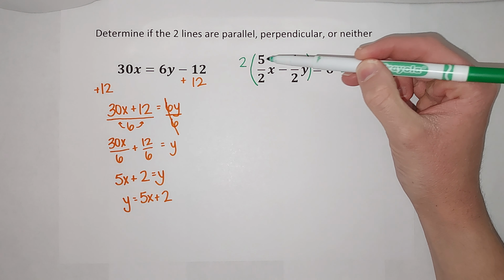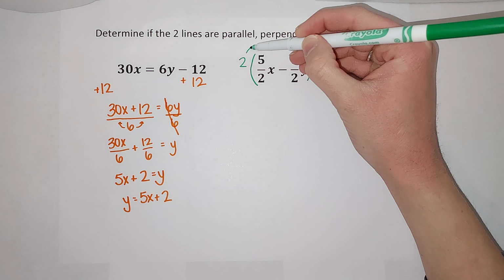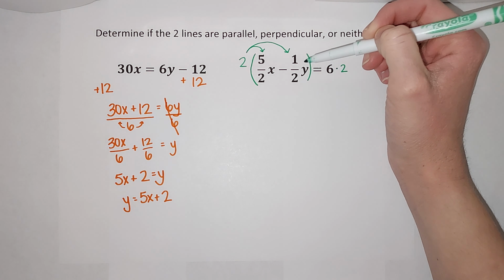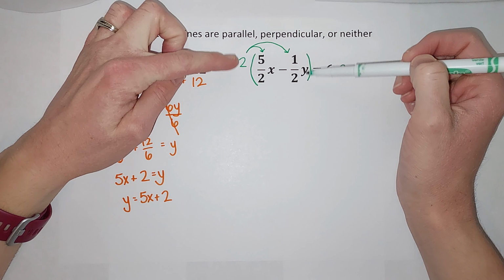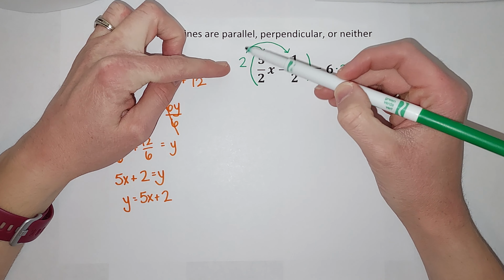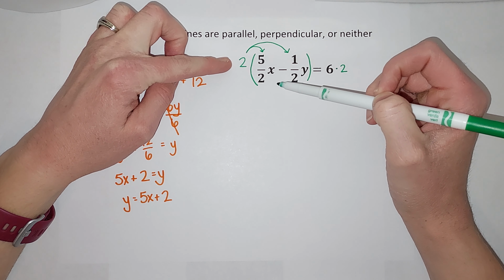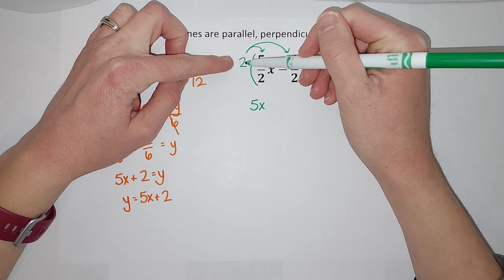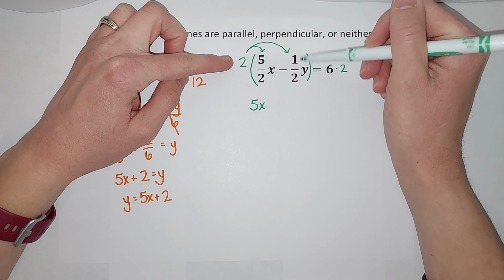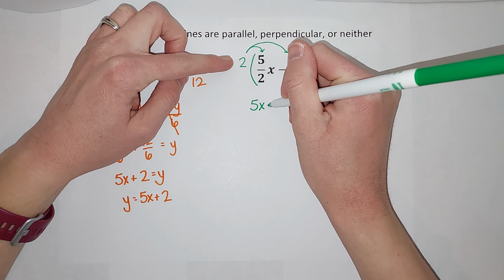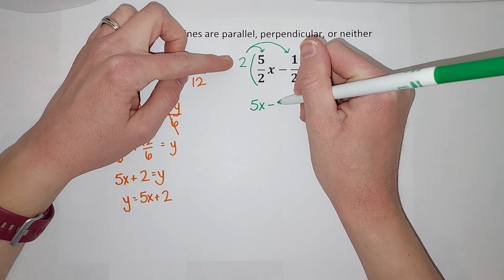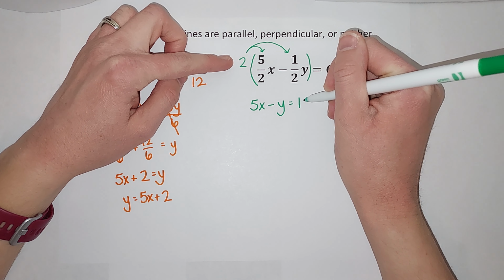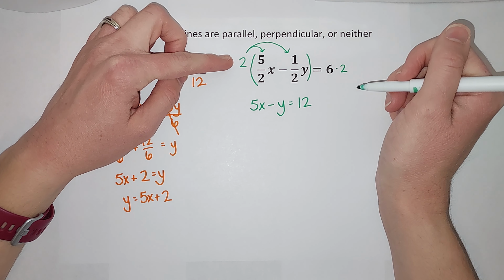I can't combine these, right? Because they're not like terms. But this is the distributive property. I distribute the 2 in. So I multiply the 2 by this and by this, okay? Now when I have something on top and bottom being multiplied, those can cancel, right? So 2 times 5 over 2, the 2's cancel, and I'm just left with 5x, right? Now when I do 2 times a negative 1/2, the 2's cancel, and I'm left with negative 1y, or I can just write it as negative y, right? Look at that. And that equals 6 times 2 gives me 12. Okay, not so bad anymore.